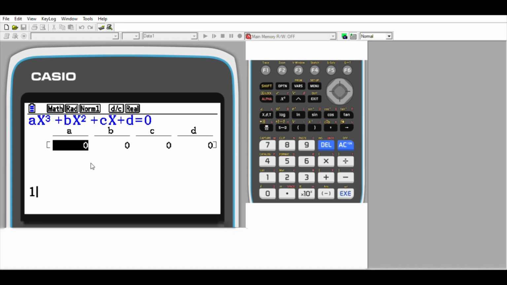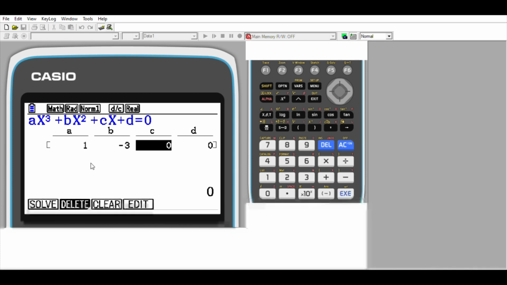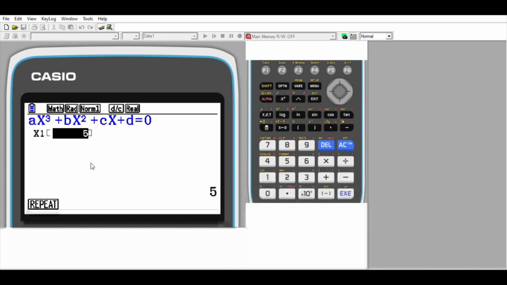Yes, the coefficients in our case are 1 for the x cubed, then we have negative 3, then we have 2 positive, and finally d is negative 60. So we click on execute, and there we have the only value, which is 5.